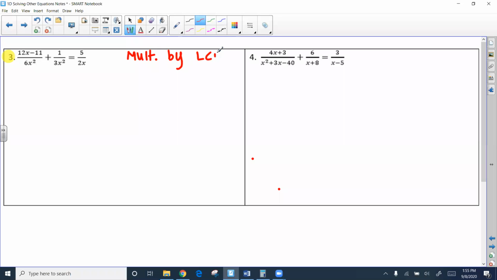Okay. So if I want to multiply by the LCD, that means we need to find the LCD. And in order to find the LCD, we want to factor the denominators. Now in this example, 6x squared is our denominator. Technically you could multiply these together, 6x squared times 3x squared times 2x, and that would be a common denominator, but it definitely would not be the least common denominator. So we don't want to do that. That's going to make it really hard. So instead, we want to factor these.